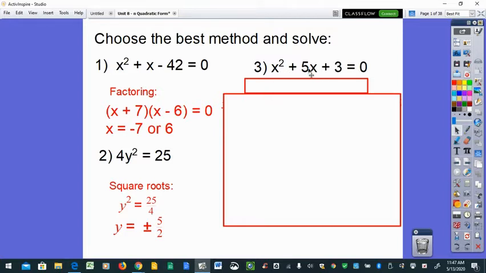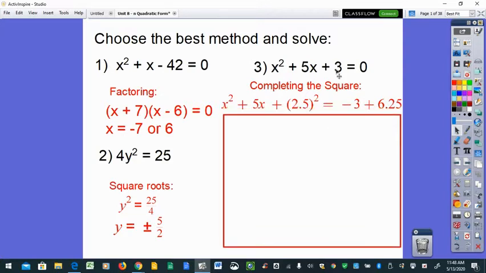This one has a bx term, so no square roots. And very quickly thinking 3 and 1, there's no way this is factorable, so I have to use completing the square. Let's talk about completing the square again. The first thing is we have to have an a of 1, and we do. The second thing is that 3 is going to have to rotate around to the other side, so we are going to subtract 3 from both sides.